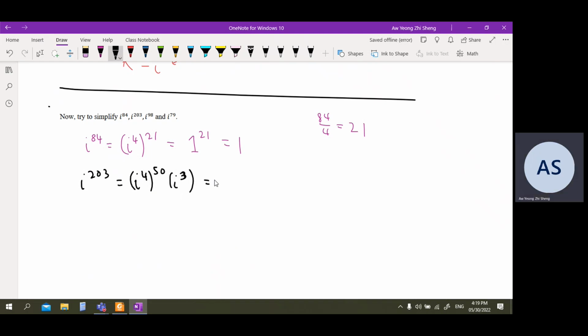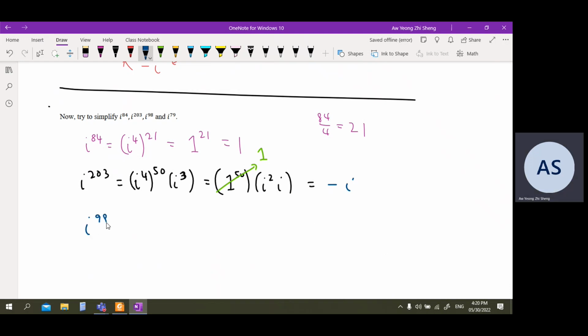Okay, so you have now 1 power 50 times i cubed. The i cubed, if you memorize the result, it is -i. If you do not memorize, also don't worry. You can write it as i squared times i. So 1 power 50 will disappear. This becomes just a 1. i squared times i becomes -1 times i. So it's -i.